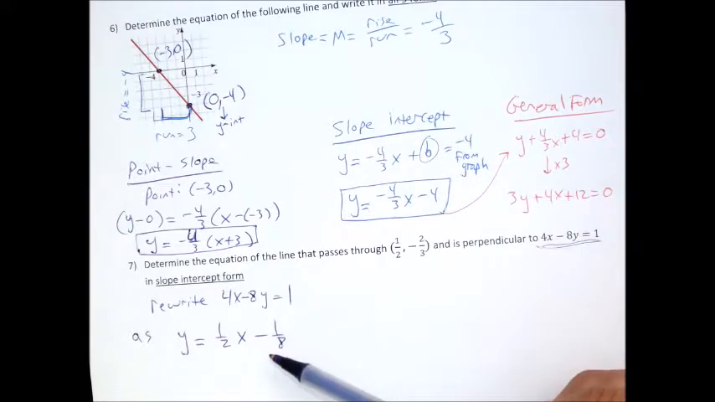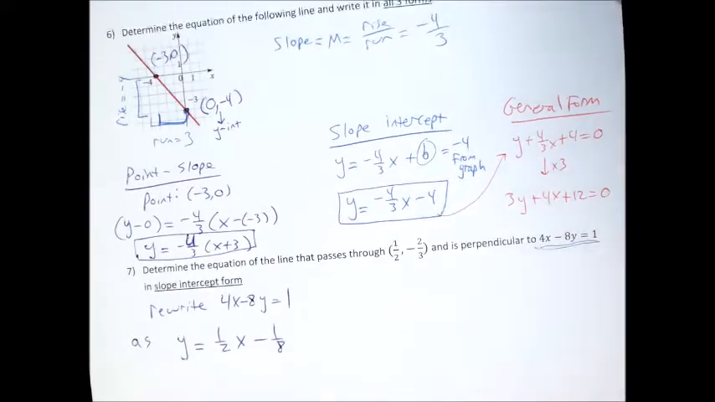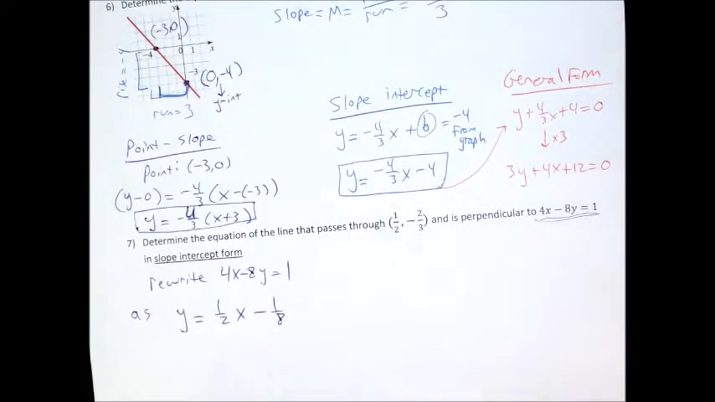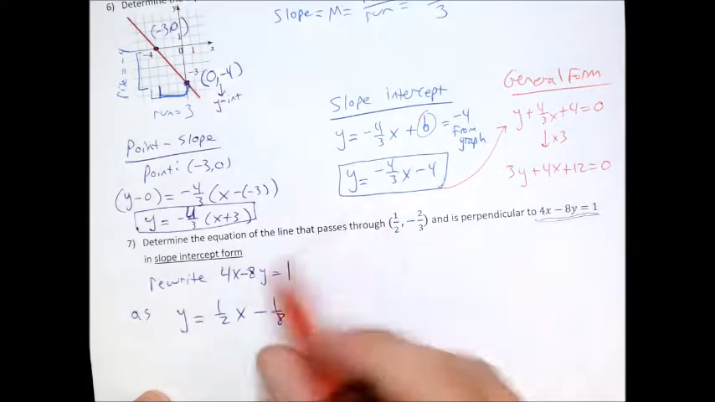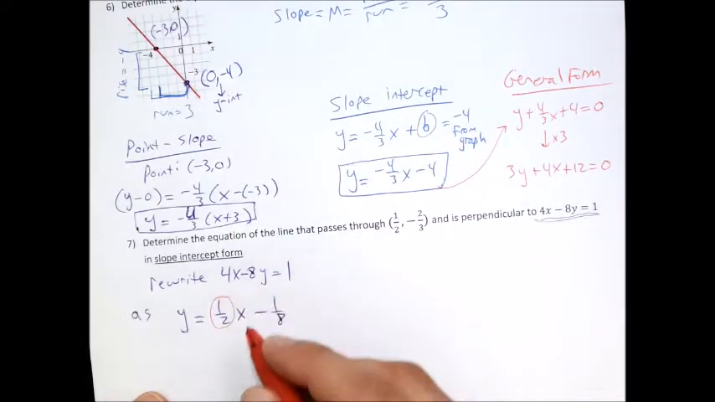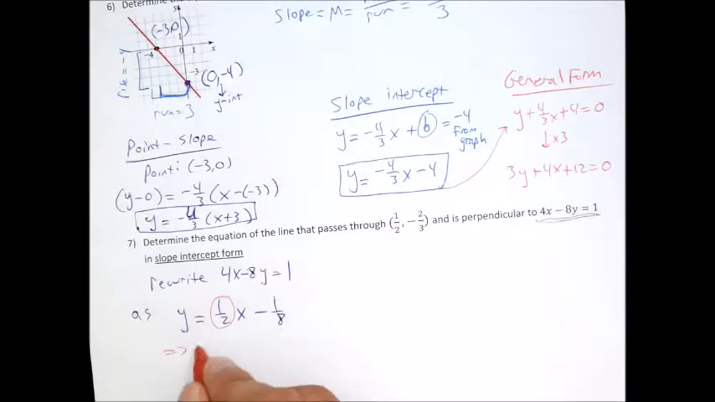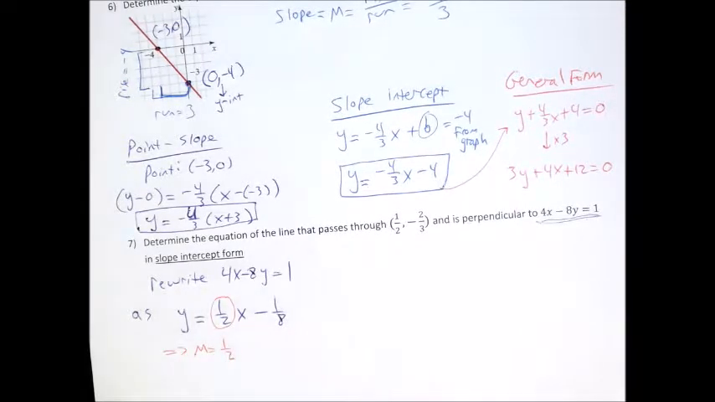And I wanted to do that because I want to know what the slope of that line is. And now I can see the slope. Right? I can very easily see that the slope of this line is 1/2. And that's important because if I want to write a slope that's perpendicular to the slope of 1/2, then I take the negative reciprocal, right? But I needed to know what that slope was so I could take the negative reciprocal of it. Does that make sense?